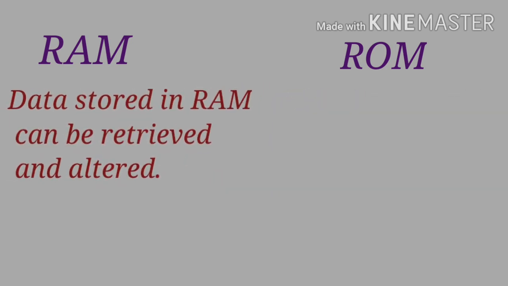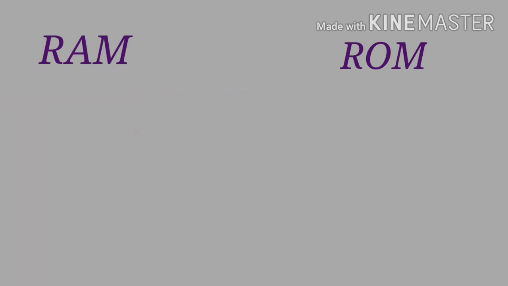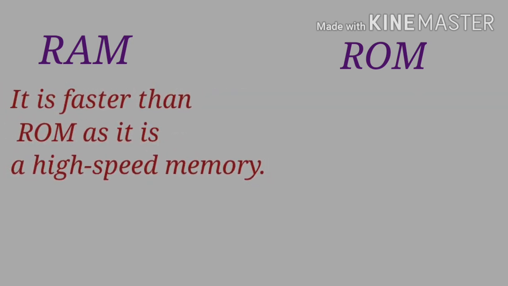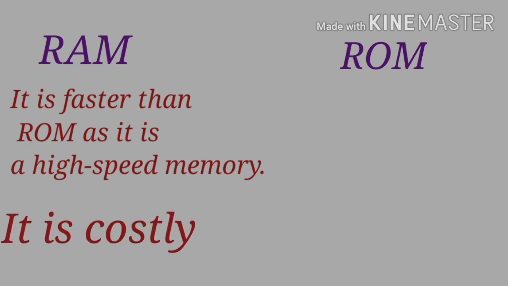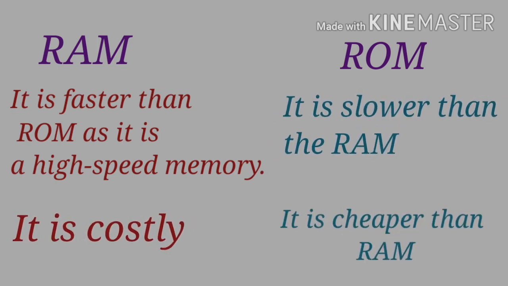Data stored into the RAM can be retrieved and altered. We can only read the data stored into the ROM. It cannot be altered. RAM is faster than ROM as it is a high-speed memory. It is costly. ROM is slower than RAM, that's why it is cheaper.